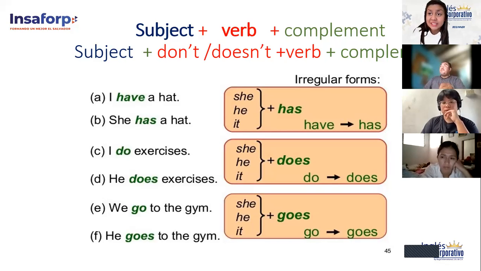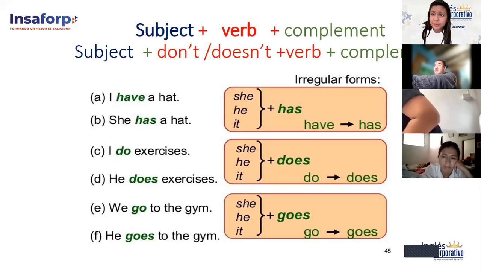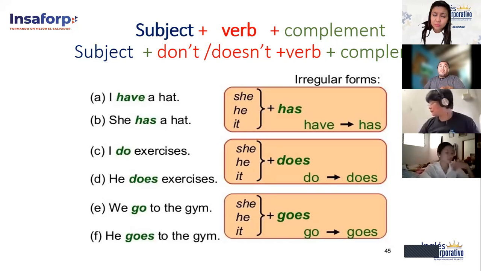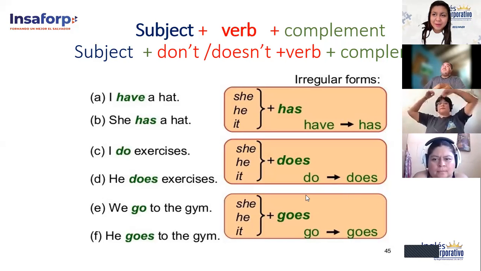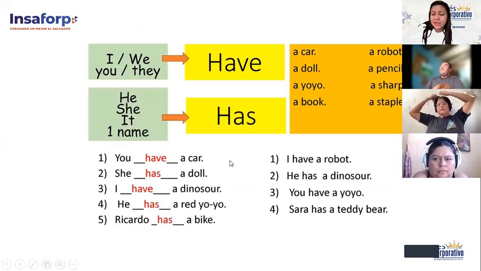En inglés los necesitamos para indicar presente o futuro o pasado. Entonces necesitamos los verbos auxiliares para saber si es pasado, presente o futuro. Bueno, no sé si eso responde a su pregunta. Por ejemplo, I do exercises, hago ejercicio. Sí, solo que me cuesta eso de diferenciar, o sea, cuándo usarlo y cuándo. Vaya, ya lo vamos a ver, ya vamos a practicar. Vamos a ver estos ejemplos, miren estos ejemplos.